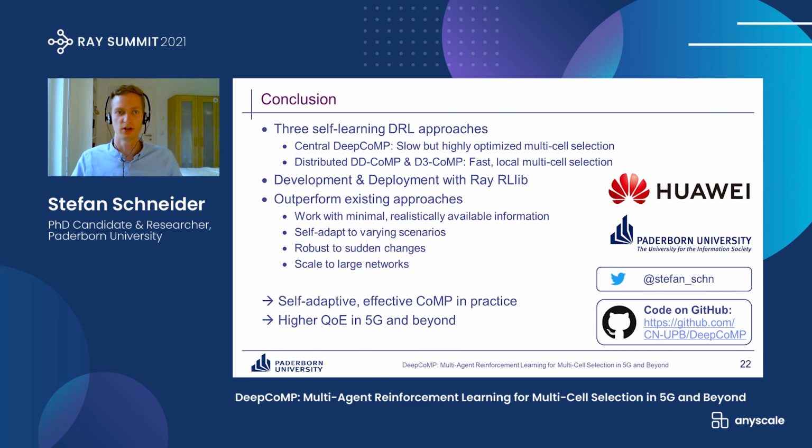We developed and deployed all of these approaches, all 3 of them, with Ray RLlib. And here, as I said, really great was the support for multi-agent, but also all the other features were really helpful here. And ultimately, we found that these 3 approaches outperform existing approaches. They work with minimal realistically available information. They self-adapt to varying different scenarios. They're robust to sudden change, and they scale to large networks. And so I believe that this work is an important step towards self-adaptive and effective coordinated multipoint in practice, and towards higher quality of experience in 5G and beyond.